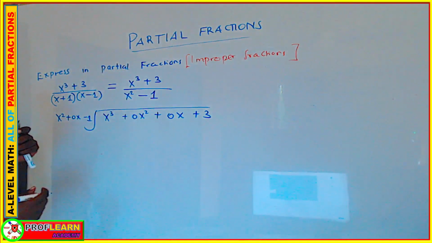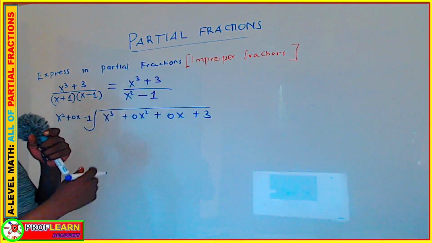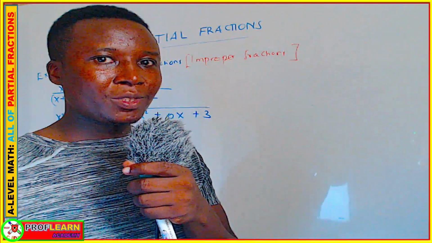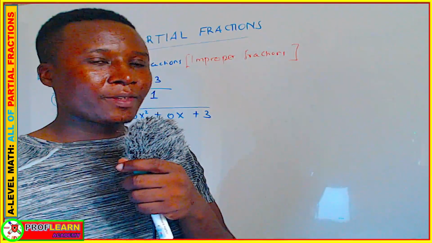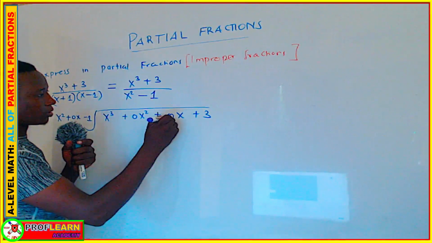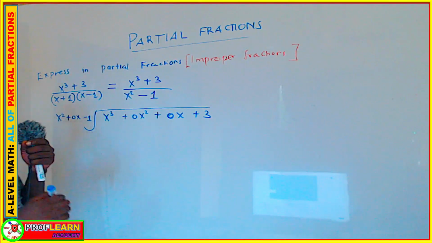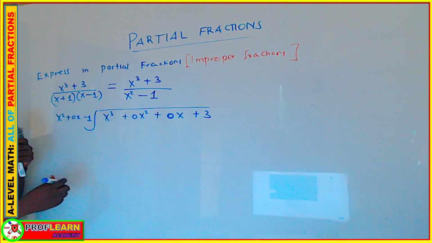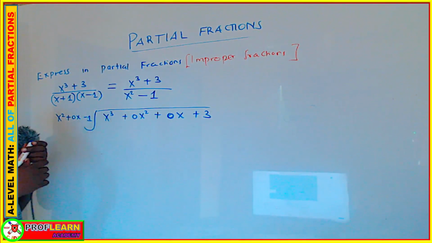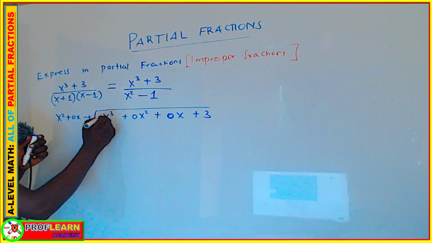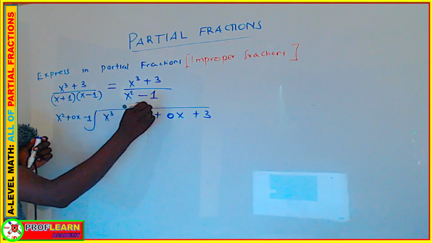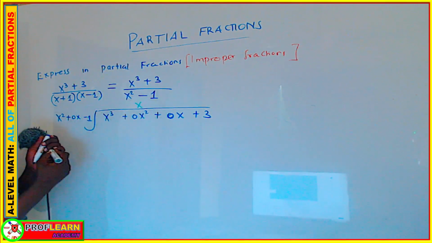So you see, the highest degree or the highest power in this numerator is x power 3. So meaning that x power 2 is 0 and x power 1 is also 0. So I've included those powers that are not there, so that we can divide this using the long method. So now the first thing you need to ask yourself: which answer will you get if you divide x cubed by x squared? You are going to get x.